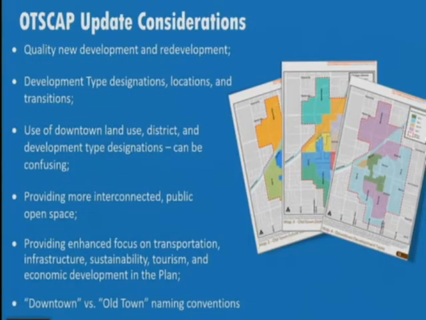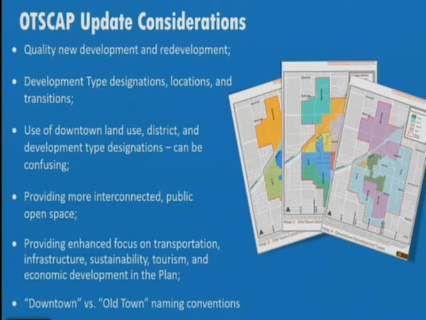So as a result of what we heard from council at that June 22nd meeting, staff is bringing forward some considerations for you tonight as far as updates to that actual Old Town Plan. As you can see on the screen here, that includes looking at quality new development and redevelopment in the downtown area as part of our outreach and ongoing efforts with this. Also considering the development type designations, locations, and transitions of those development types, as well as looking at our list of land uses and the location of land uses within our Old Town area, the districts and development type designations, making sure those are clear and concise.